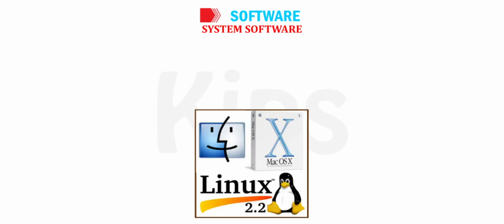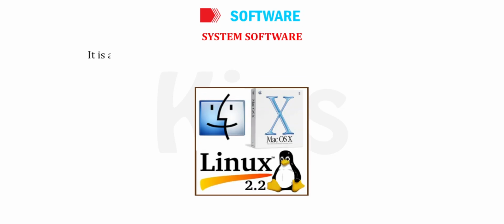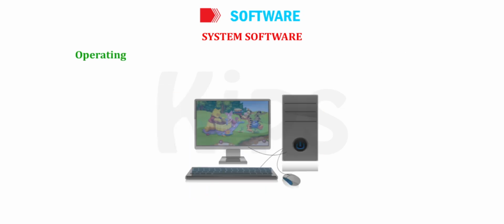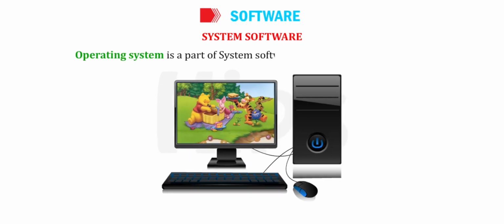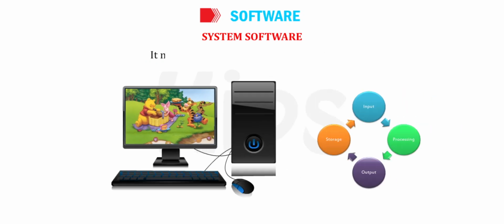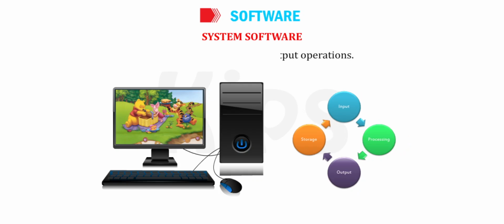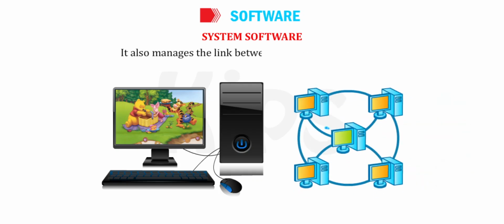First, let us talk about system software. It is a set of programs that controls the overall working of a computer. Operating system is a part of system software that makes a computer run. It also manages all input and output operations. It manages the link between the different parts of a computer and the user.